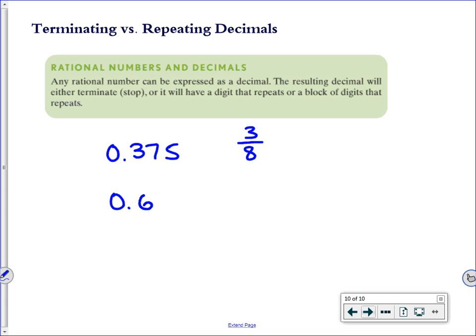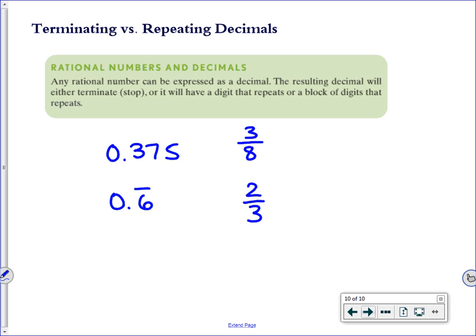Let's think of another example. 0.6 repeating. It's a repeating number, a repeating block of digits. In this case, just the 6 is repeating. And we know that this can be expressed as 2/3 or perhaps 6/9, however you think about it. And that is a ratio of 2 integers.